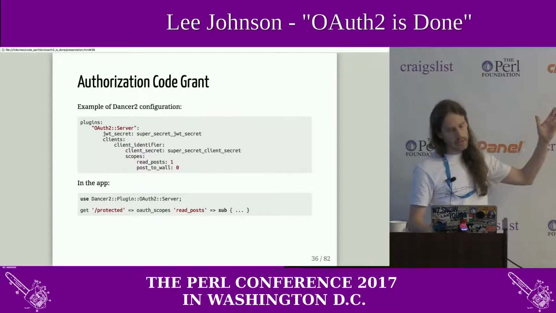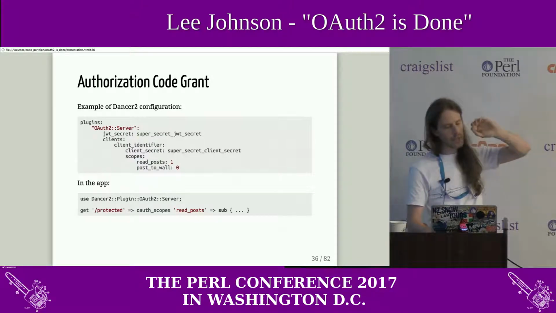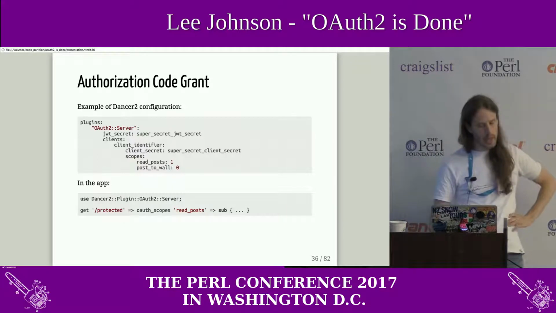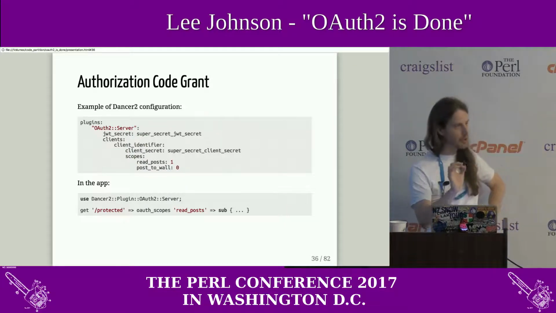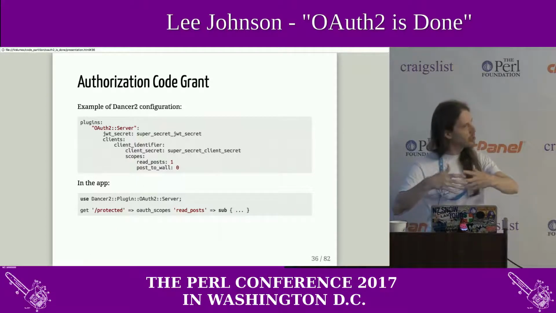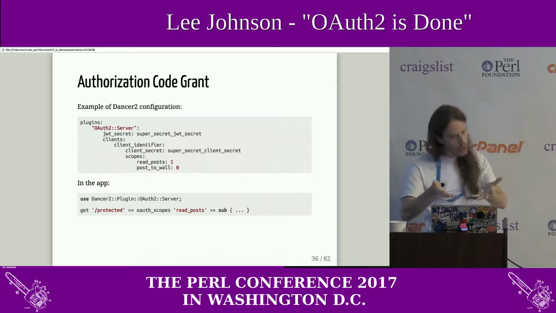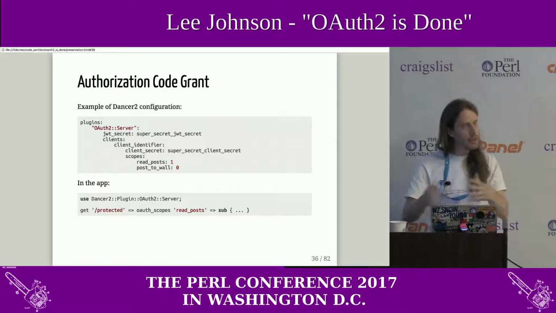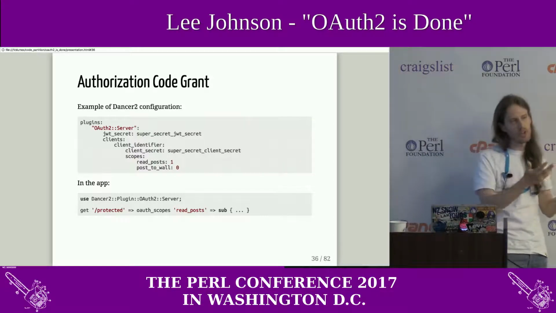And in the framework here, Dancer 2, as you can see, just by creating that config, we can protect our route at the bottom there by just saying it needs this OAuth scope. So it's kind of a hook that says, do they have an access token? Does the access token allow them to read posts in this instance? Okay, carry on. Otherwise, it will return some sort of exception.